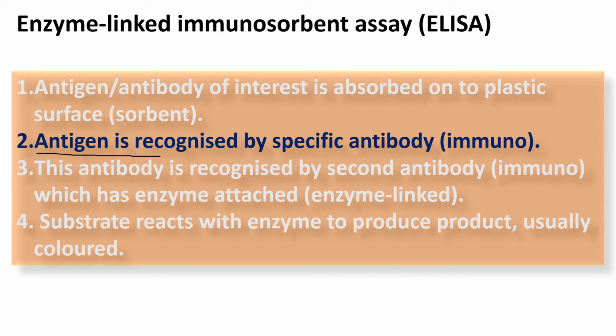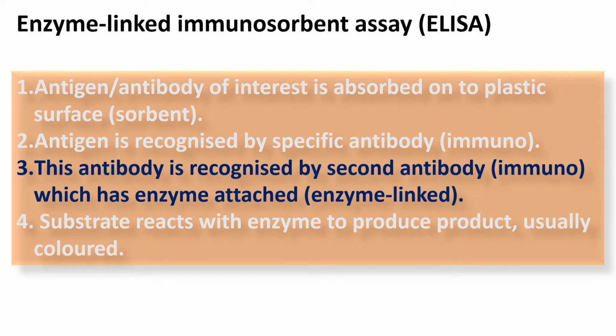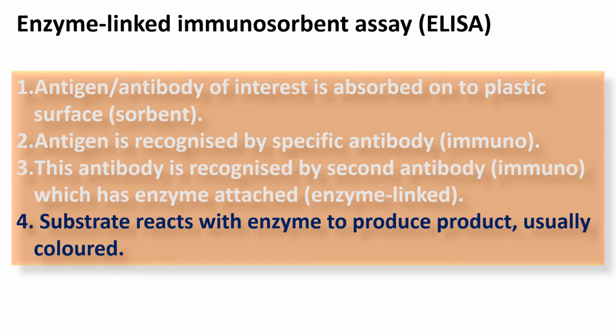Now the antigen which is attached on the surface is recognized by the specific antibody. So the term immuno is used here for the antibodies. This antibody is recognized by another antibody called a second antibody, which is conjugated or attached with the enzyme. That's why it is called enzyme linked.